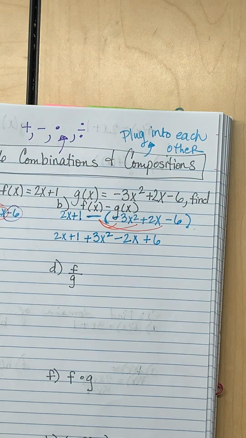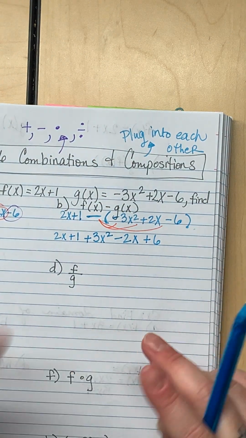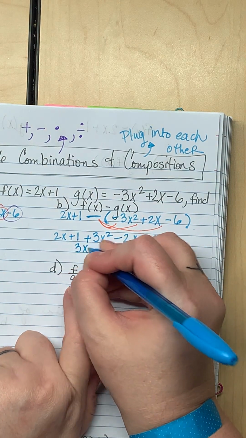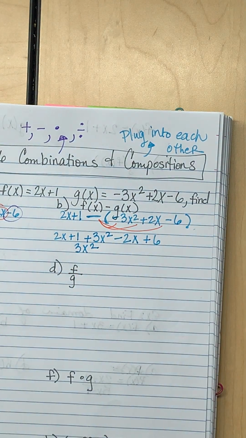Okay, now we combine like terms. Well, I don't see any other x squareds except for the one that's staring at me, so let me write it down, 3x squared. Now let's look at our x's.